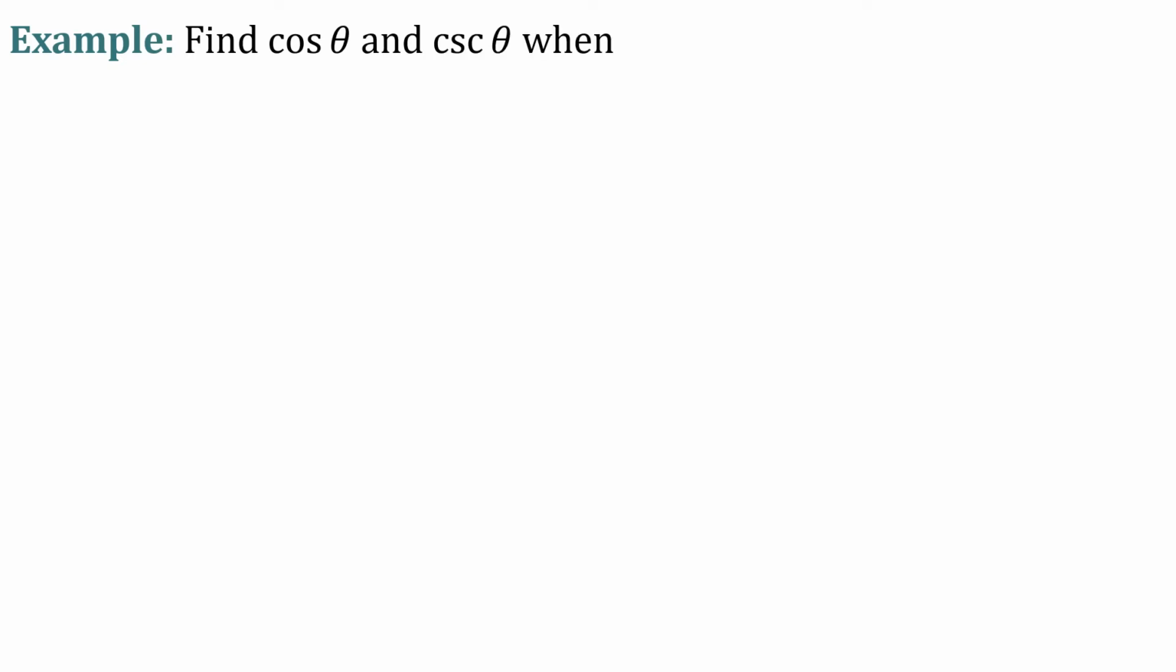So in this example, we are going to find cosine and cosecant when we know that tangent is negative 5 over 12. And then they told us that sine theta is greater than 0. So that means that sine is positive. That's a very important piece of information for us to be able to find cosine and cosecant.